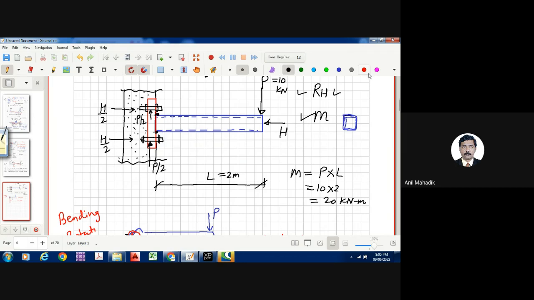Yes, now see, what is going to happen due to the moment? Visualize a bit. Due to this moment, see what will happen? It will bend, this portion will try to come out. Yes or no? Yes, sir. This line, the top chord, we can say is trying to come out of this. Yes or no? Yes, sir.